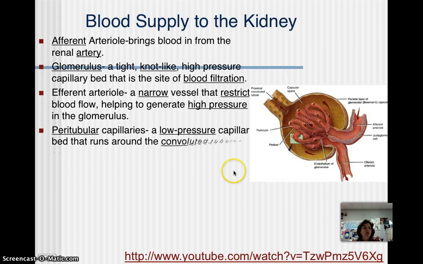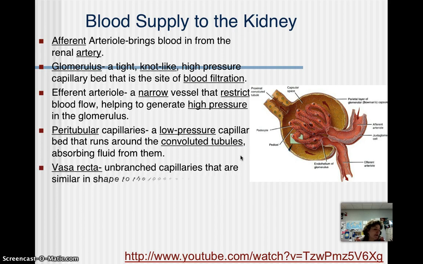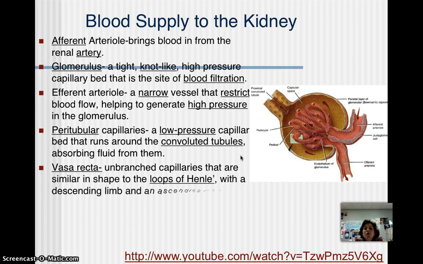And then these aren't in the pictures, but there are also peritubular capillaries, which are a low pressure capillary bed that runs around the convoluted tubules, and it absorbs fluid from them. And then another area of blood vessels called the vasa recta, which are unbranched capillaries that are similar in shape to the loops of Henle, with a descending limb and an ascending limb.